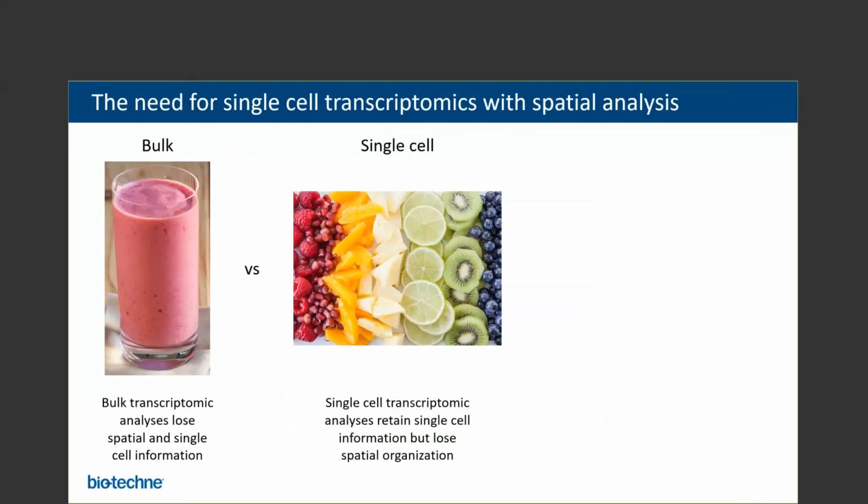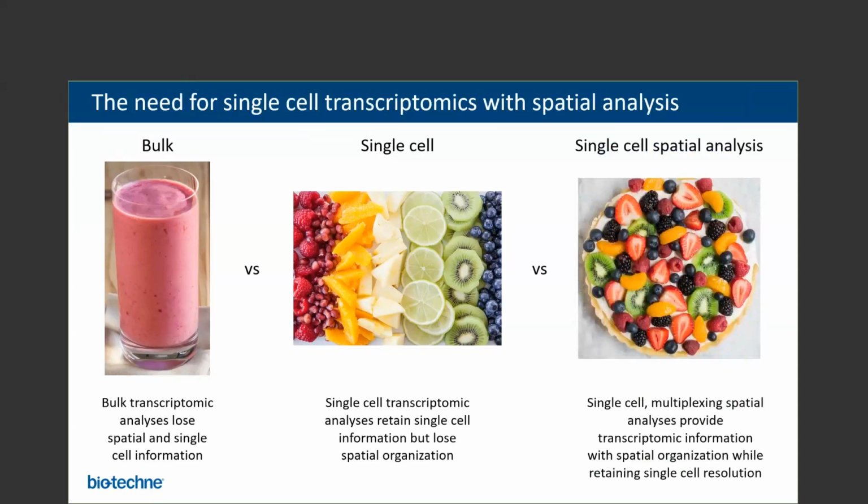Advent of single cell transcriptomic analysis, such as single cell RNA-seq, have now been able to provide molecular information at the single cell level. And to come back to the fruit analogy, can now provide you the menu and tell you what fruit and how much of each fruit went into that smoothie. However, these techniques still don't provide you with how those cells are organized in the tissue context. And this is where spatial analysis comes into play.